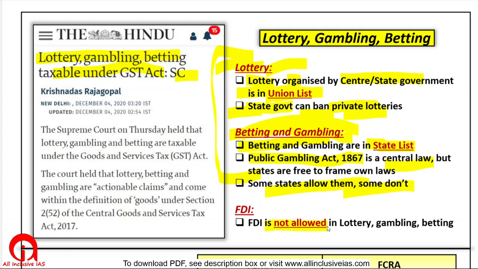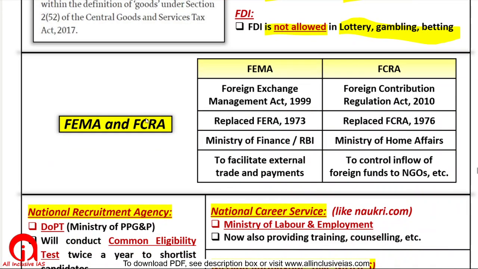Remember that FDI is not allowed in either of them, right? India has liberalized FDI. In almost every sector FDI is allowed. There are only a handful of sectors where FDI is not allowed, and these three, lottery, gambling, betting, are one such sector where FDI is not allowed.